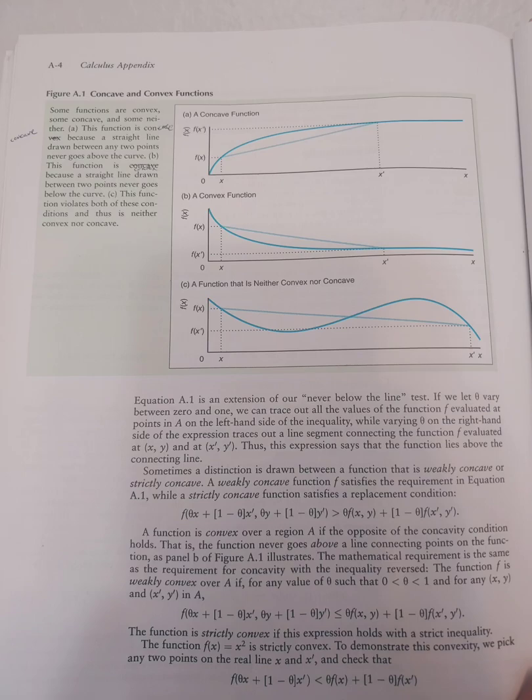Figure A.1: Concave and convex functions. Some functions are convex, some concave, and some neither. A. This function is concave because the straight line drawn between any 2 points never goes above the curve. B. This function is convex because a line drawn between 2 points never goes below the curve. C. This function violates both of these conditions and thus is neither convex nor concave.